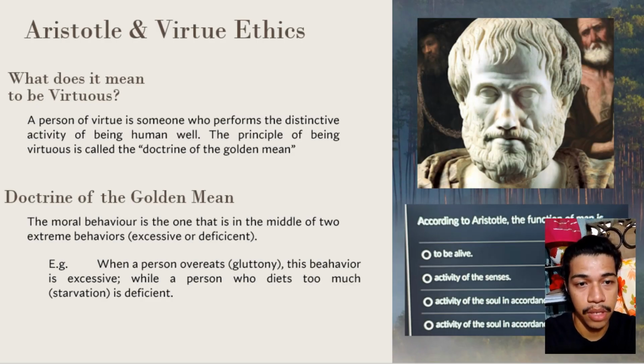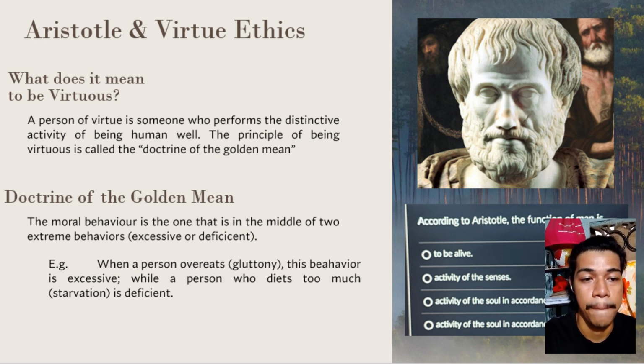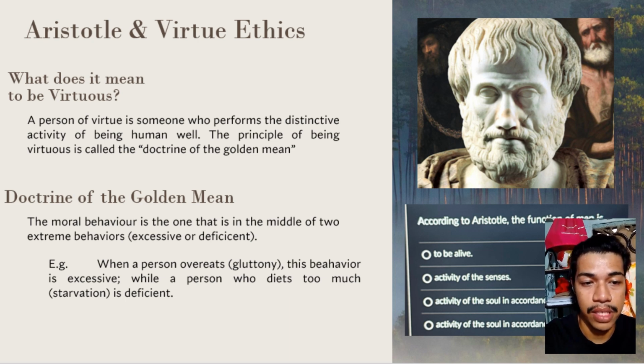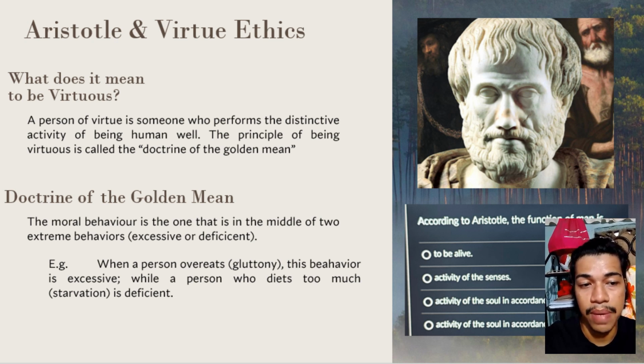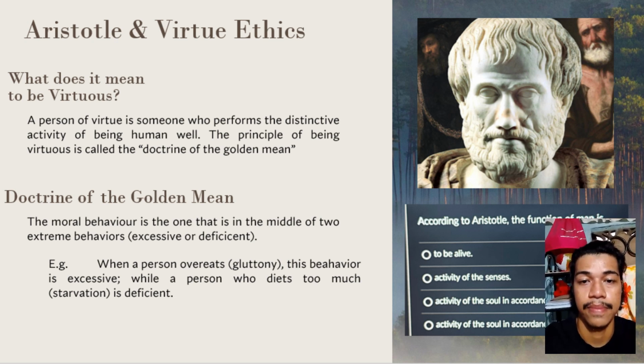This slide explains Aristotle's idea of virtue and the doctrine of the golden mean. A virtuous person performs human activities well, and virtue is found in balance. The golden mean suggests that moral behavior lies between two extremes, excess and deficiency. For example, overeating is excessive, while extreme dieting is deficient. Aristotle believes that living virtuously requires moderation and rational decision making to achieve a balanced and ethical life.